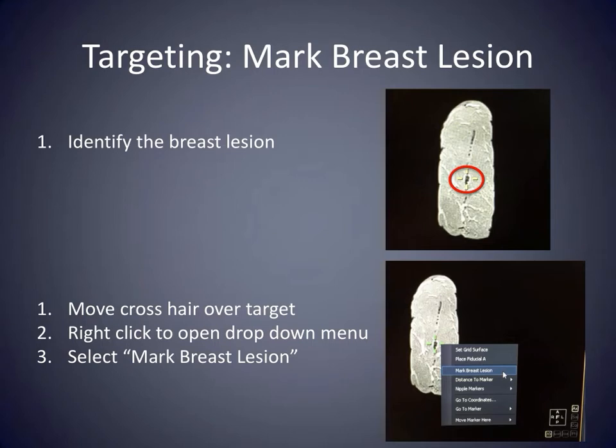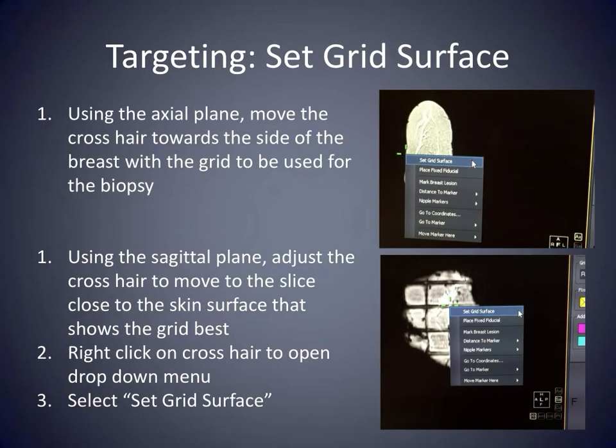Next, we mark the breast lesion by moving the crosshair over the target lesion. Right-click on the mouse to open the drop-down menu and select Mark Breast Lesion. Next, we need to provide reference points for the computer to calculate coordinates.